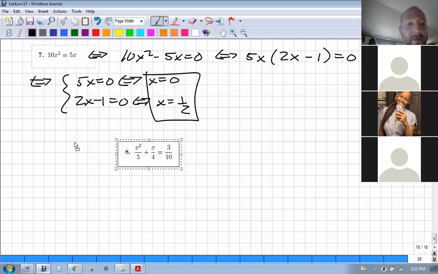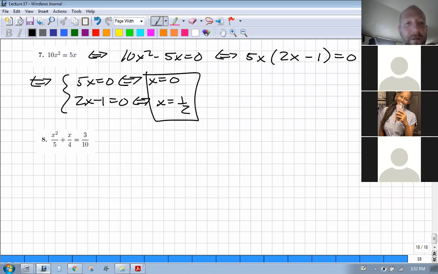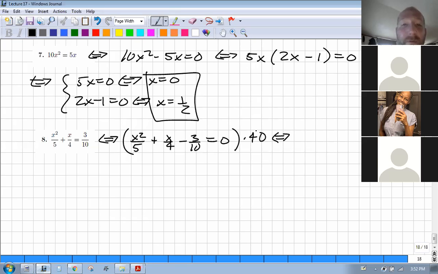This one has a whole bunch of fractions. Let's put it into standard form first. What can I do to get rid of these fractions? If I multiply through by 4 or 5 or 10, that'll only get rid of one of them. But the one number that's divisible by all three of these is 40. So if I multiply everything by 40, 40 over 5 would be 8. 40 over 4 would be 10. And then 40 divided by 10 would be 4 times 3 is 12.